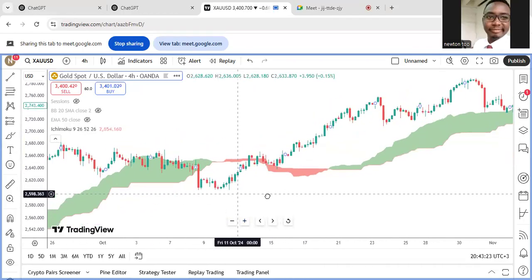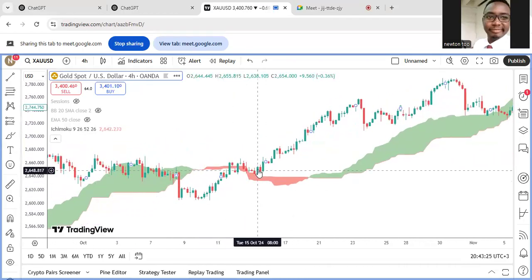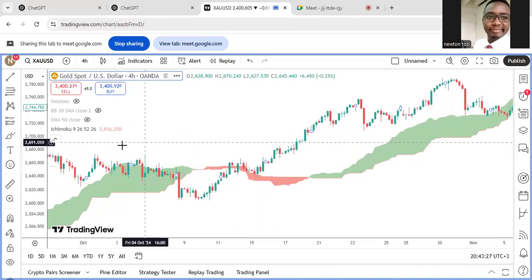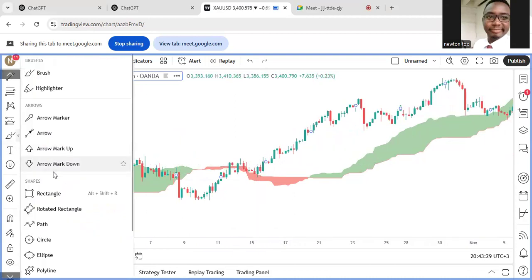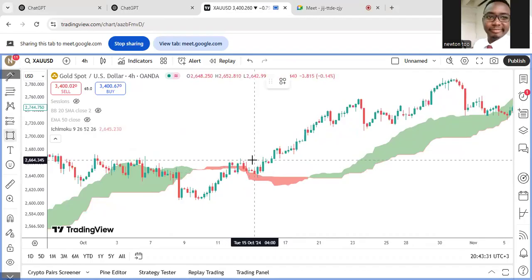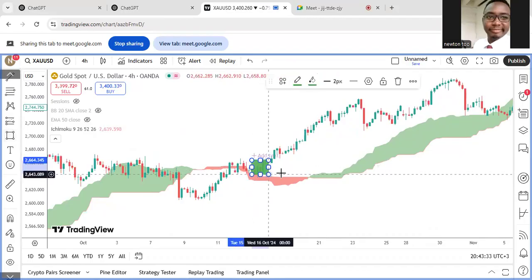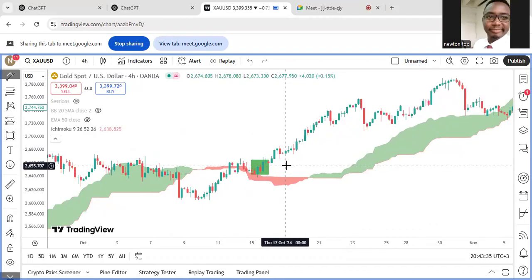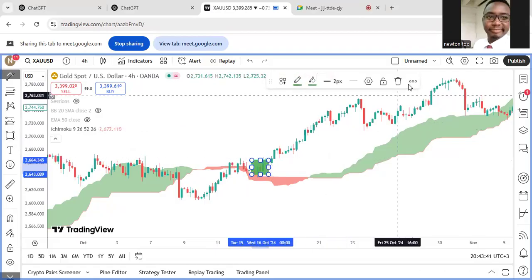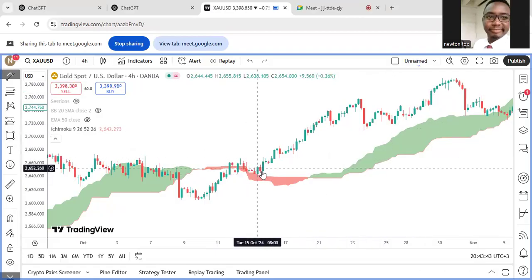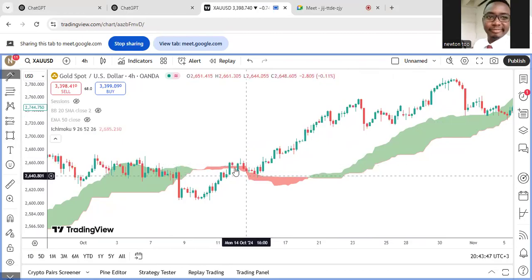Every time the market breaks above the cloud here, you can see this one, we should always consider buying. Maybe you can use a bullish engulfing. Because this one is a bearish engulfing, not a bullish engulfing. So when the market breaks above the cloud here, outside, and you spot it.